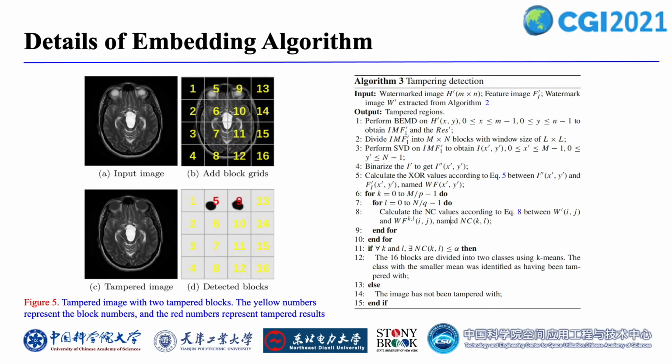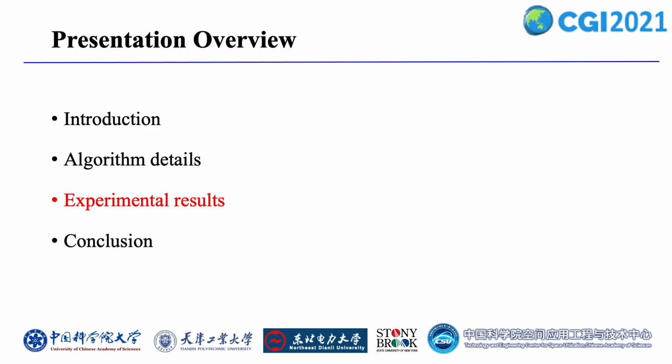Figure 5 shows the original host image and the detection result after tampering with 2 blocks. Grids are numbered from top to bottom, from left to right. Both tampered blocks are detected and identified using the grid numbers. As shown in Figure 5, the area involved in the red number is successfully detected, and the specific location can be accurately located. Now, let me show some of our results.